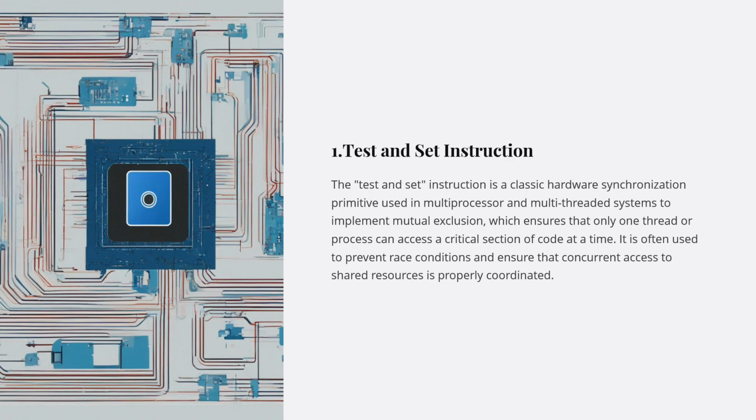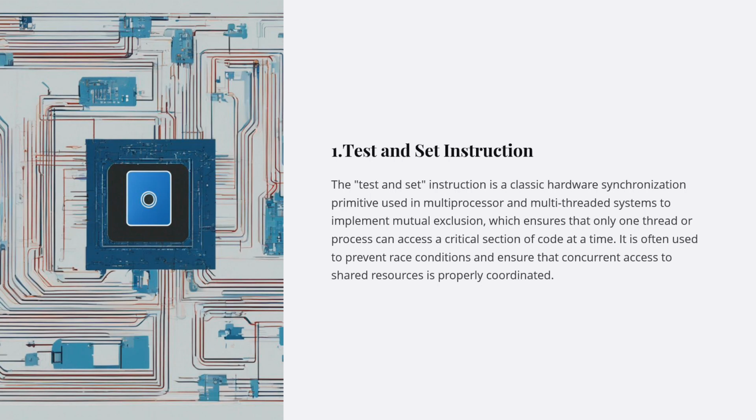This atomicity is crucial in the context of synchronization because it allows multiple threads or processes to use the test and set instruction to contend for a lock without the risk of interference. By checking the value before setting it, a thread can determine whether the lock was already held by another thread.